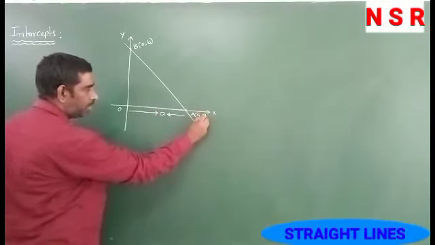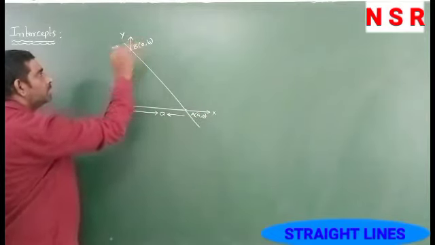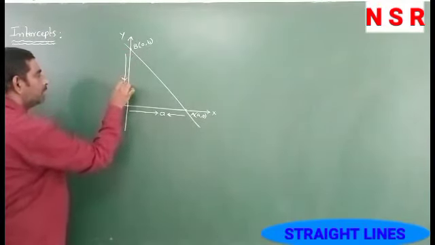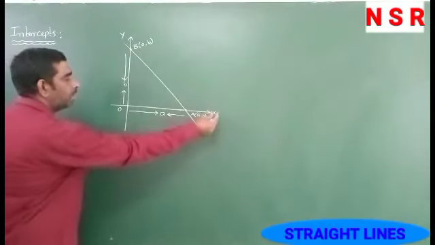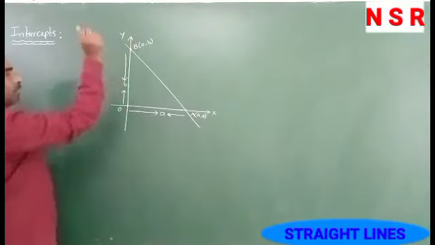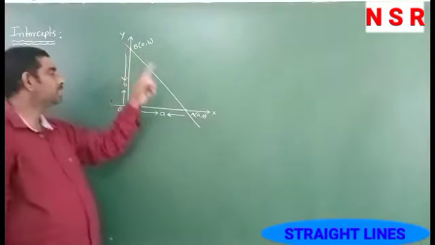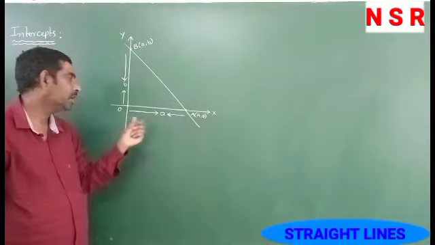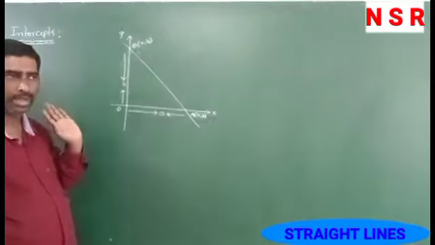Here a comma 0 means any point that lies on the x axis has y coordinate 0. Any point that lies on the y axis has x coordinate 0. So the distance from here to here is b. Then small a is called the x intercept and small b is called the y intercept. So here we have two intercepts, the x intercept and the y intercept. So what is the definition of intercepts? A line touches the x axis at a comma 0 and the y axis at 0 comma b, then small a is called the x intercept and small b is called the y intercept.